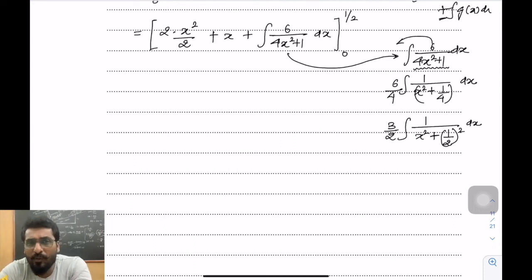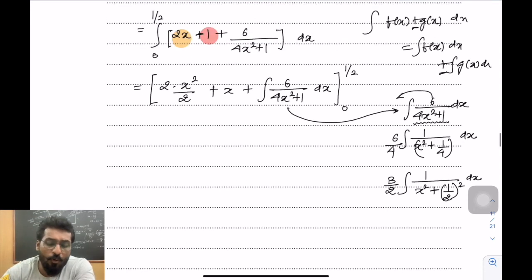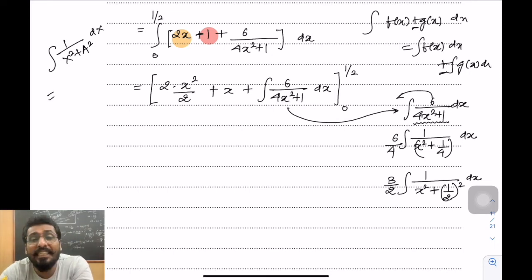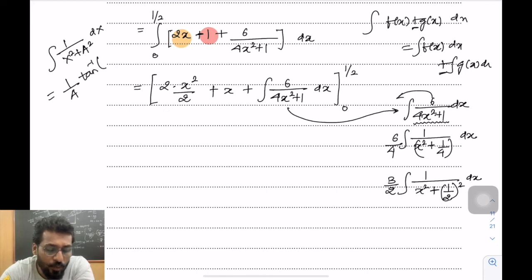Now some of you might be wondering how these steps are coming into my mind. Students, it's very simple. I know my formula. There is one formula called 1 upon x square plus a square dx. Do you know that this integral is 1 upon a tan inverse of x upon a plus c?